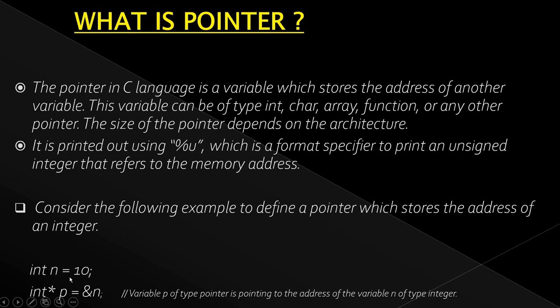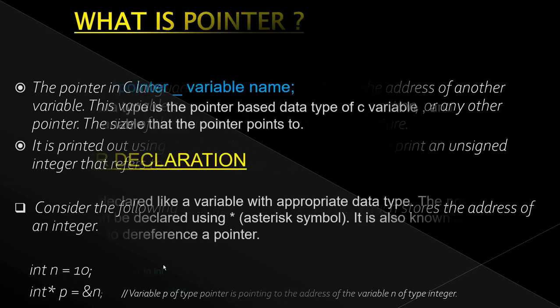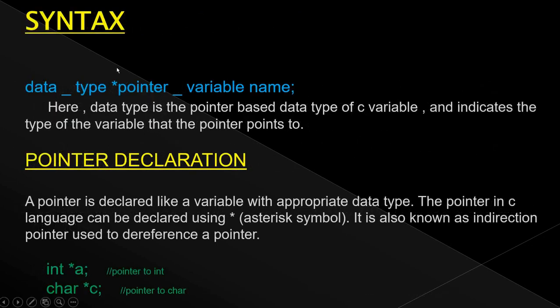int n = 10; int *p = &n; Here, variable p of type pointer is pointing to the address of the variable n of type integer. Now see the syntax of the pointer: data type, asterisk symbol, and pointer variable name. Here data type is the pointer based data type of C variable and indicates the type of the variable that the pointer points to.